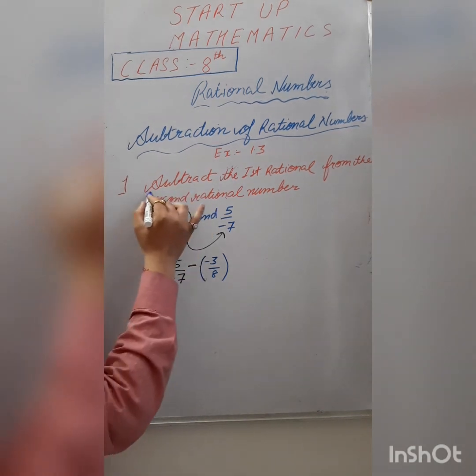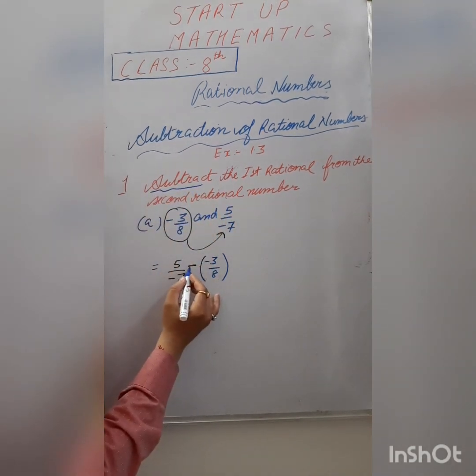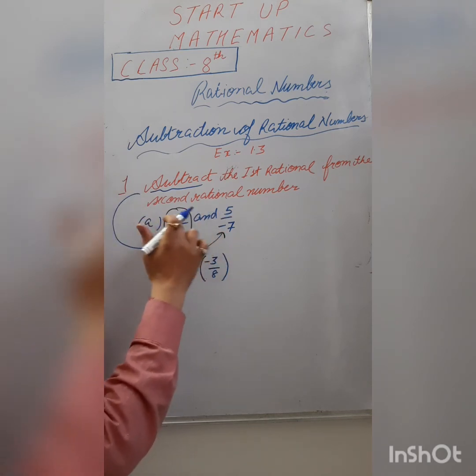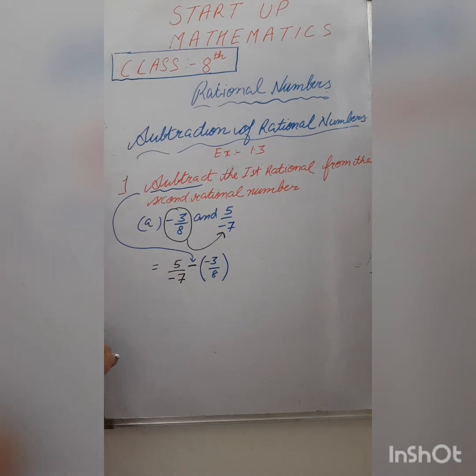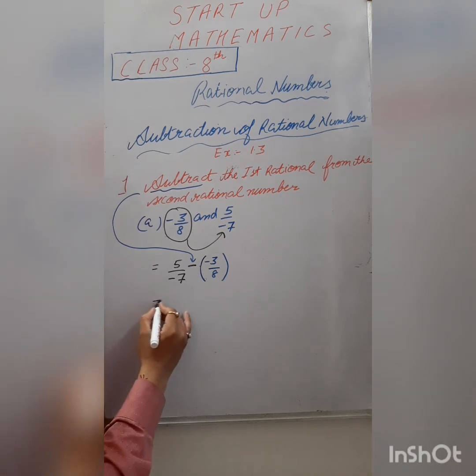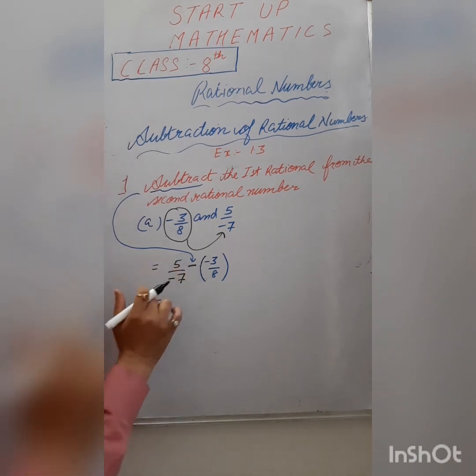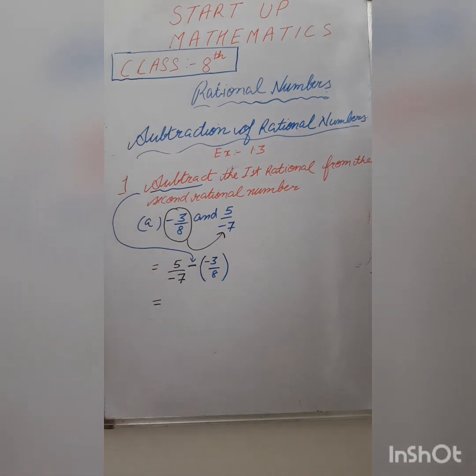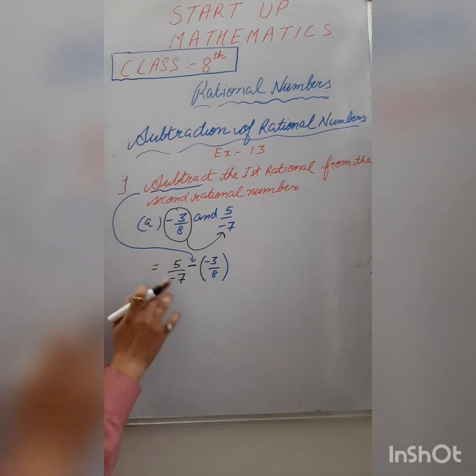You have to subtract, so you have to write the minus sign, and then again the second rational number which is to be subtracted. Now how to solve? Firstly, write this 5 upon minus 7 in the standard form, making the denominator positive. The two rational numbers should have no common factor except 1.